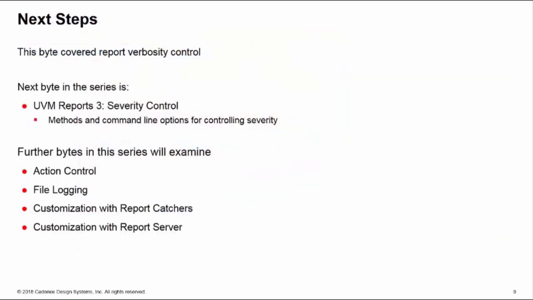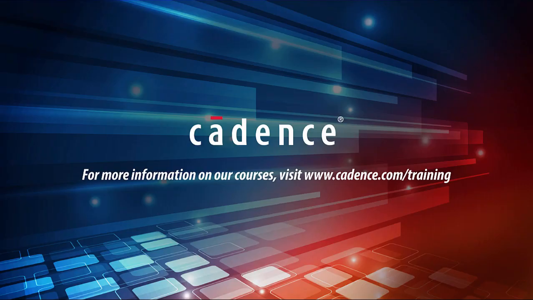So that was a quick look at verbosity control in UVM. The next byte in this series will have a look at severity control. So we'll have a look at methods and command line options for controlling and changing the severity of messages. Other bytes in this series will have a look at action control, file locking, and customization with catchers and servers.